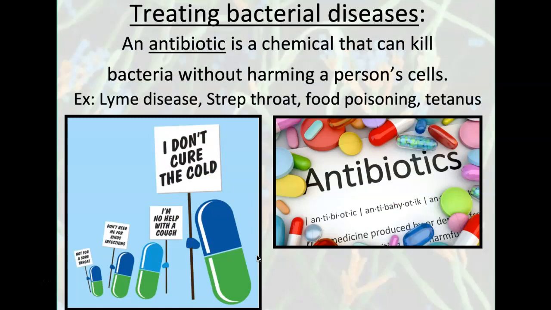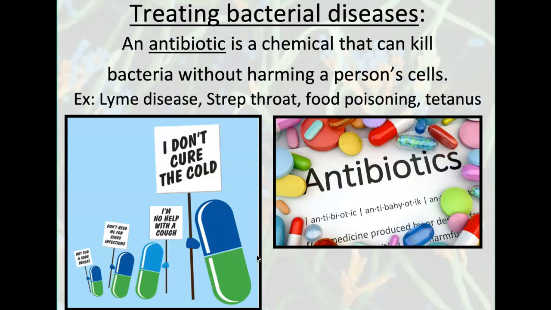So how are bacterial diseases treated? Bacterial diseases are going to be treated by antibiotics. So an antibiotic is going to be a chemical that can kill bacteria without harming the person's cells. So the antibiotic is specifically going to be targeting bacteria, and generally it's going to target the peptidoglycan, which is in the cell wall of the bacteria.